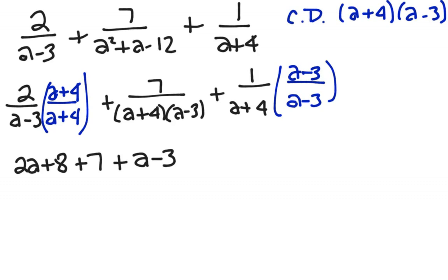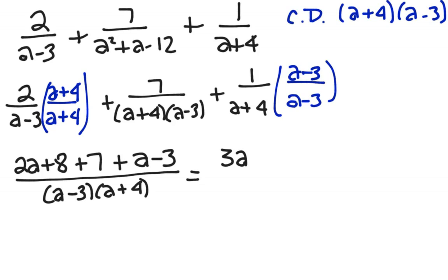And notice I just added all of my numerators over (a minus 3) times (a plus 4). Now, I actually kind of did two steps at once here. Part of that is I'm running out of space. Combine my like terms. I've got 2a and an a, which is 3a. 8 plus 7 is 15, minus 3 is plus 12.